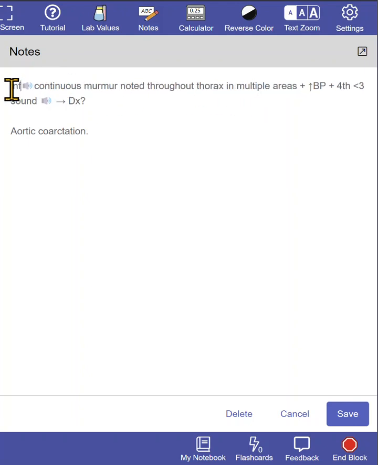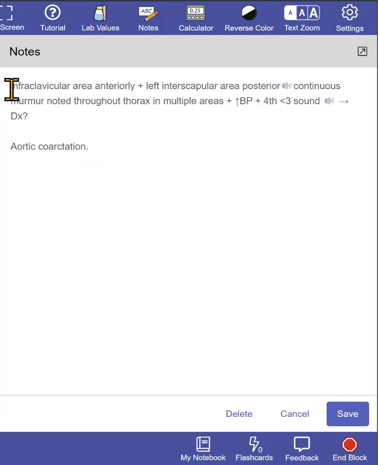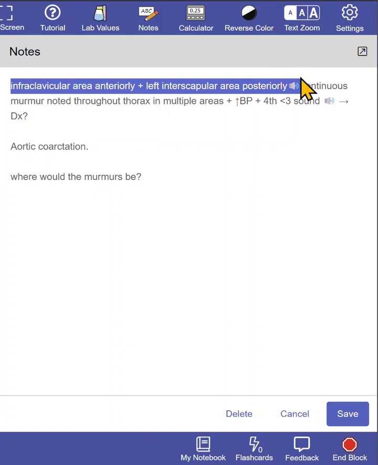So it's infraclavicular area, anterior. And left interscapular area, posterior. So I can organize this, and I should because it's confusing, right? Where would the murmurs be? So I can take this.